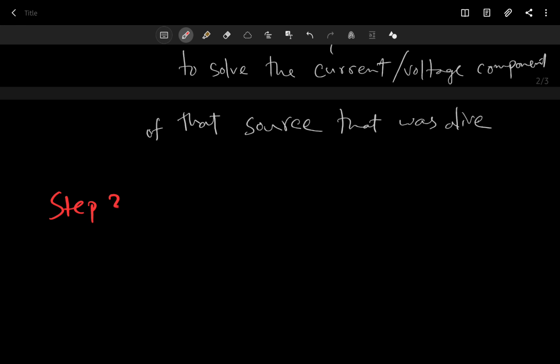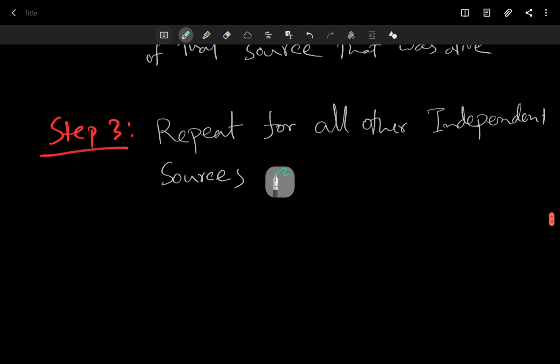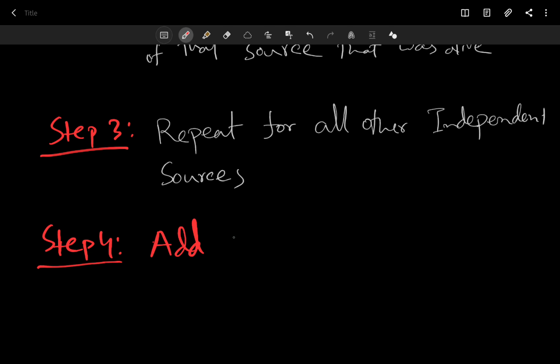And then step 3 is you do the exact same thing for all other independent sources. So what you do is repeat the whole thing for all other independent sources. And step 4, well, you just add up all their effects together. So add them all up.